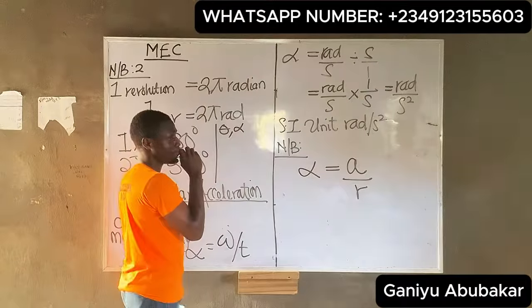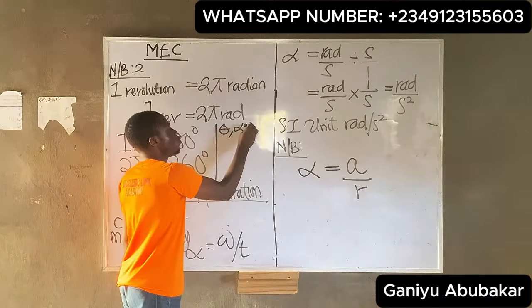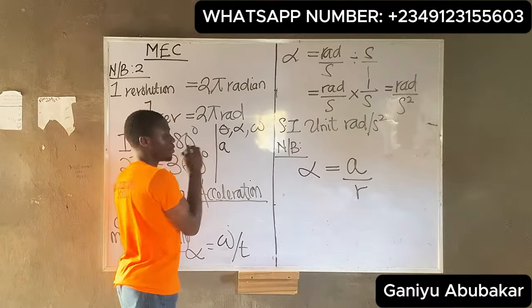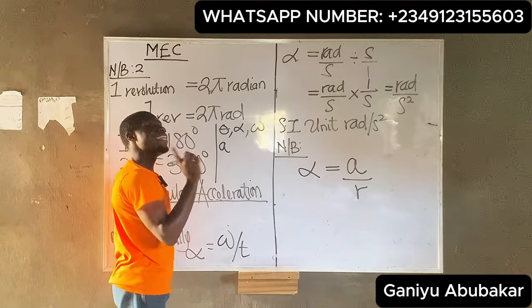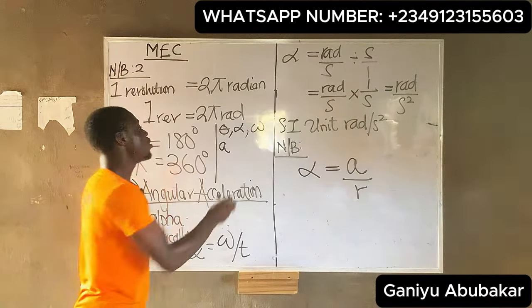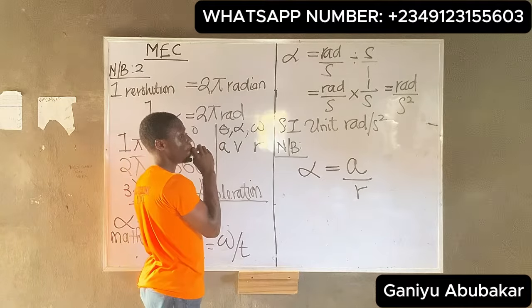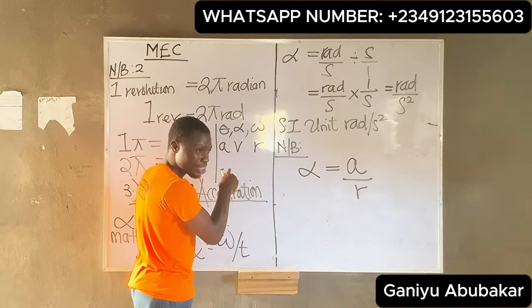What's alpha? What's omega? What's a? Linear what? What's v? What's r? Please, I'll come up with this.